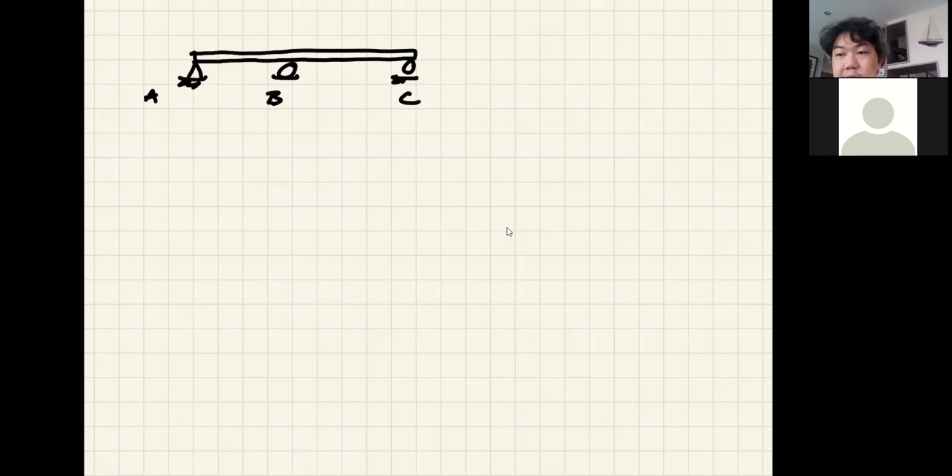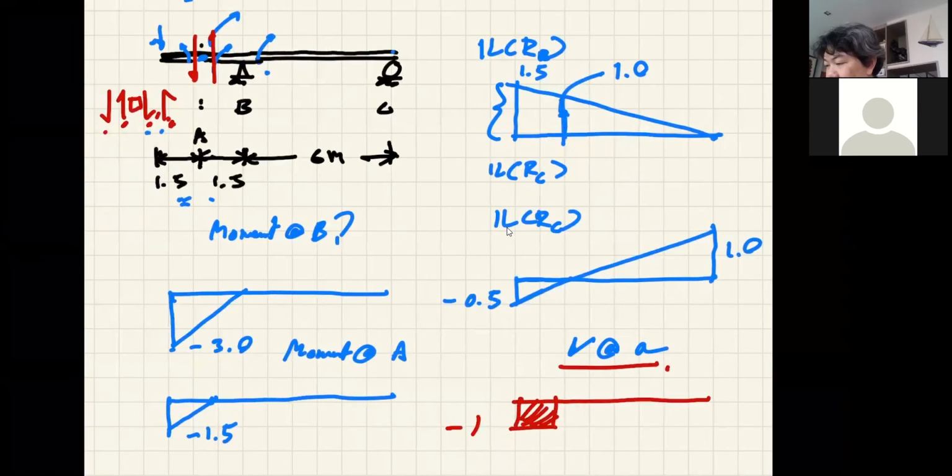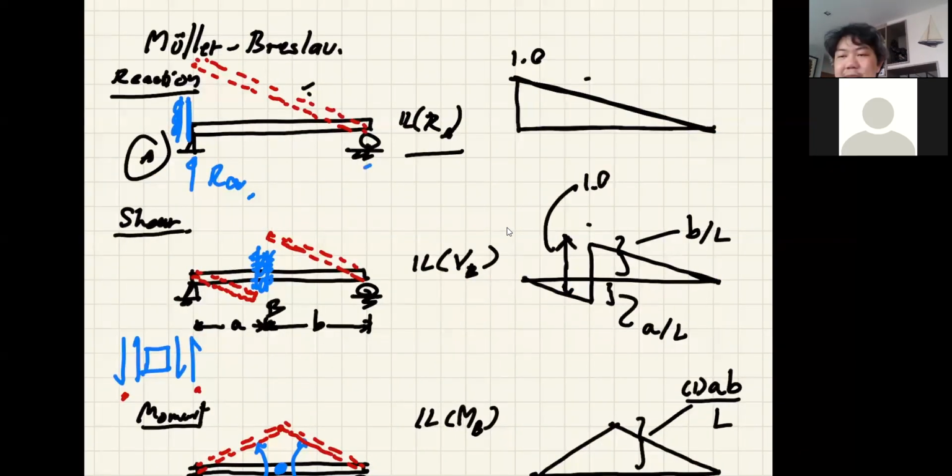If I am going to continue to use the Muller-Breslau principle, if I want RA, the influence line of RA, I will allow the reaction at A to go free, right? But unlike what we had before, when I allow RA to go free, you only have a roller here. So RA can push this structure up, and the entire structure acts like a door with a hinge. It goes up straight just like that, because you are left with one reaction.